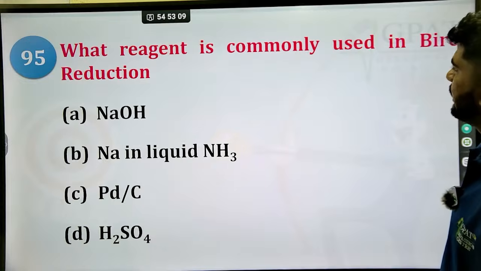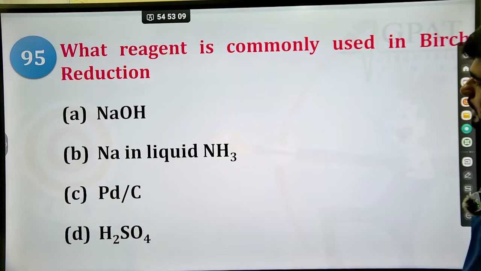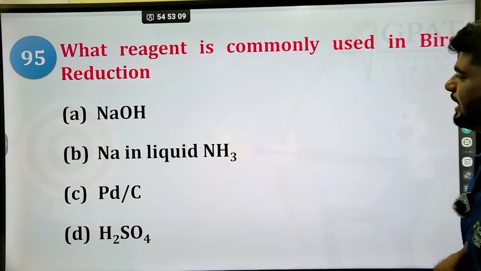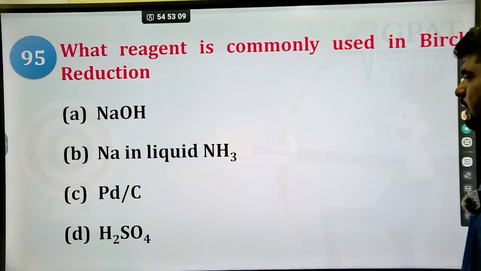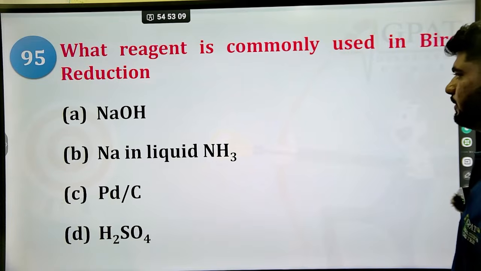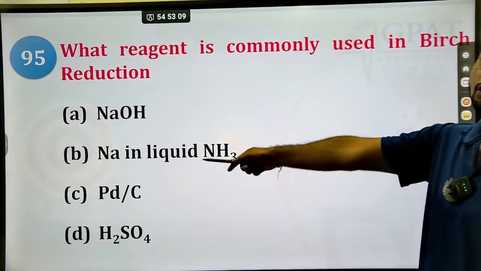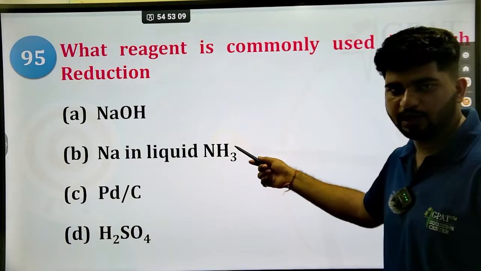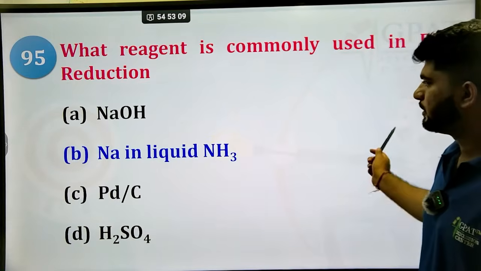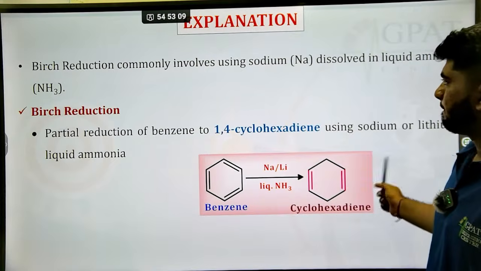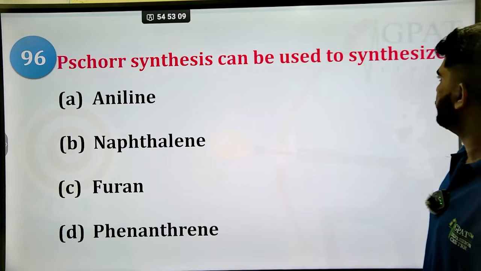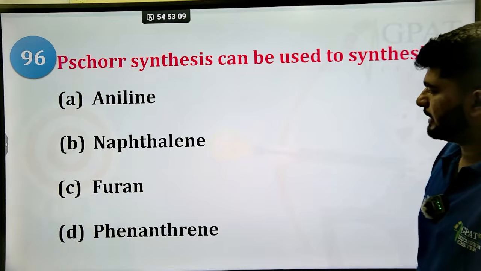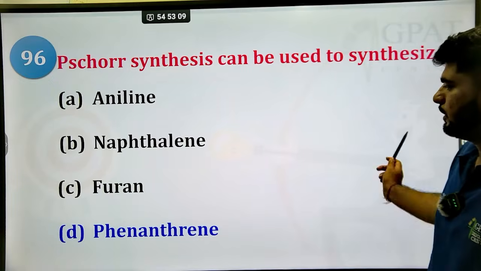Okay. What reagent is commonly used in Birch reduction, guys? Sodium and liquid ammonia. The options are NaOH, NaN, liquid ammonia, palladium on carbon, or H2SO4. Palladium is useful in the Rosenmund reaction, whereas sodium and liquid ammonia is useful in Birch reduction. Now, Haworth synthesis can be used to synthesize what? Aniline, naphthalene, furan, or phenanthrene. Haworth synthesis is useful for phenanthrene.